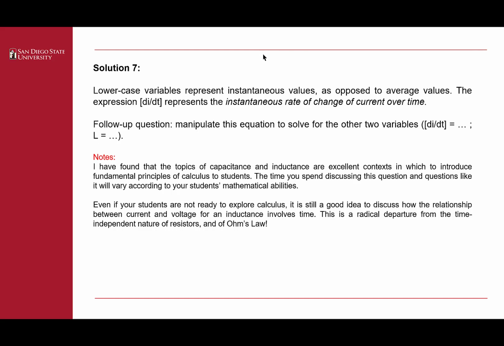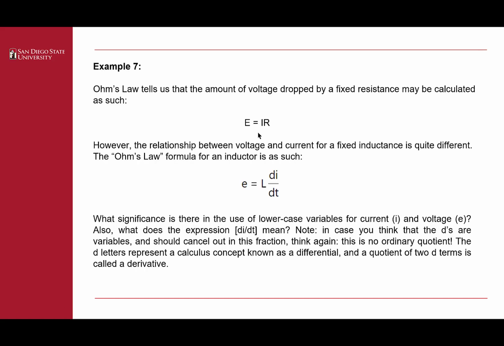Another approach would be that lowercase variables represent instantaneous values as opposed to average values. So this statement also holds. This is also true. And the expression di dt represents the instantaneous rate of change of current over time. And here a follow-up question arises. Can you manipulate this equation to solve for the other two variables, which are di dt and L? I'm sure you can do that.